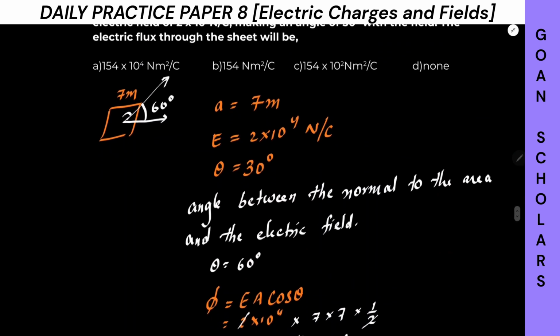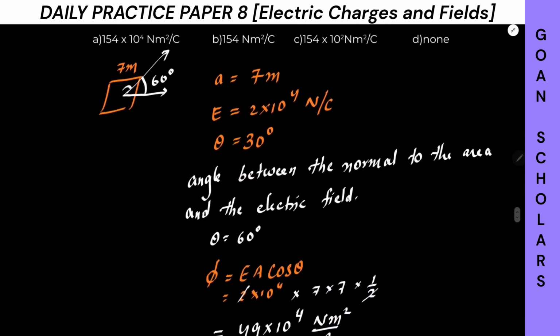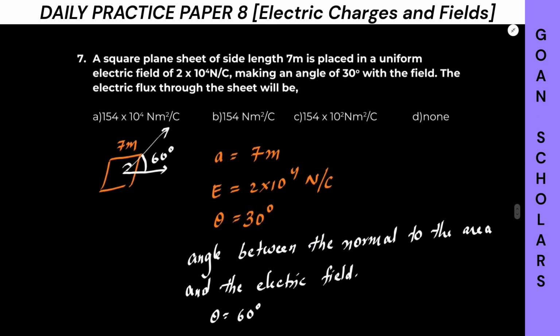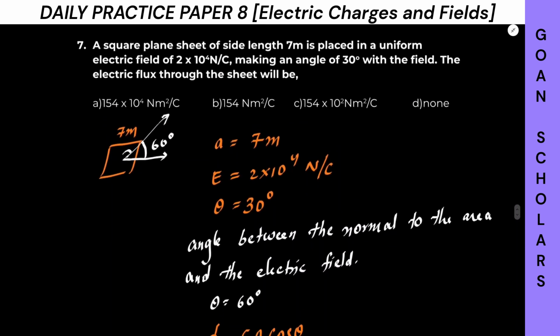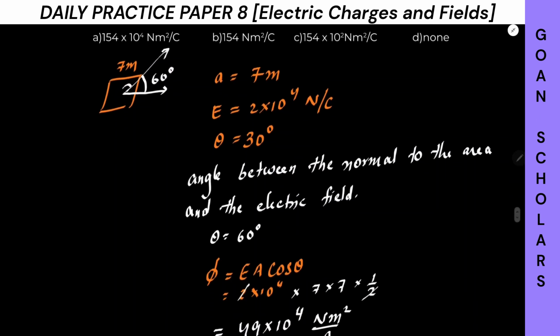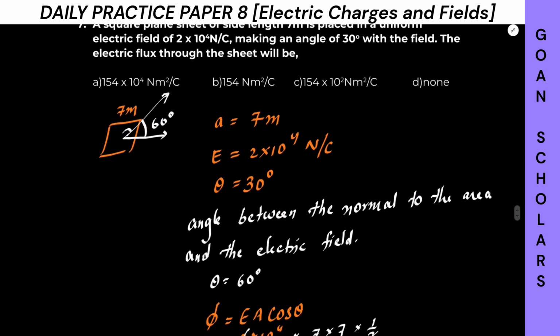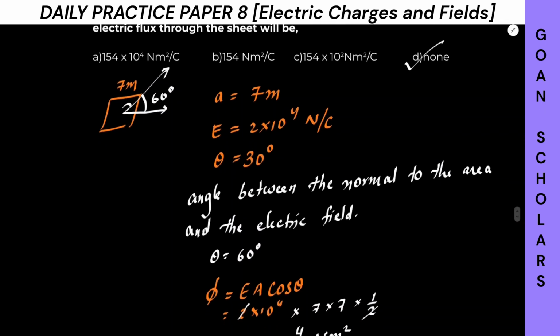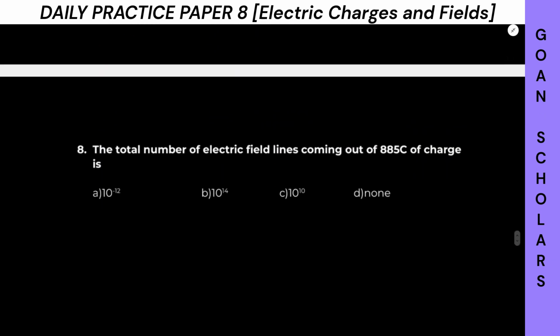49 into 10 to the power 4. Is there any such option? No. Let me read the question once again. A square plane sheet of side length 7 meter is placed in a uniform electric field making an angle of 30 degree with the field. Okay, the electric flux you have to find. So correct answer is option D, none of these. Clear? Always remember, you have to take the angle between the normal to the area and the electric field, and not directly the angle between the field and the area. Okay, let's move to question number 8.